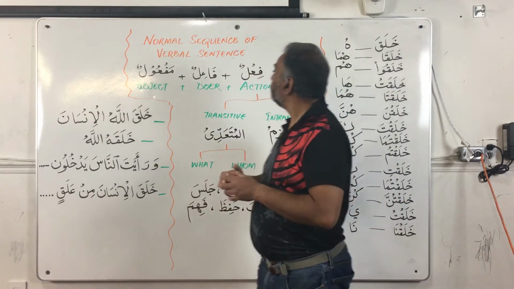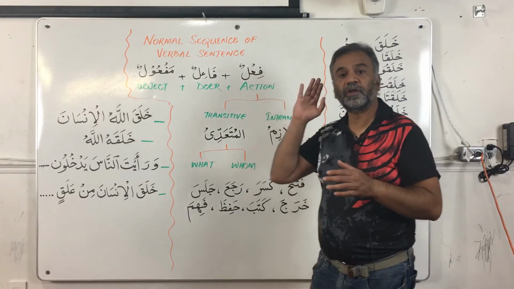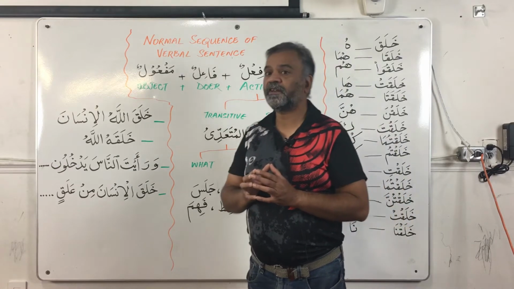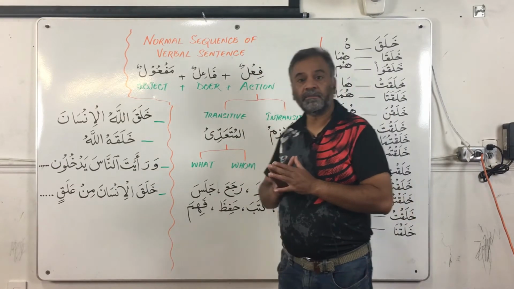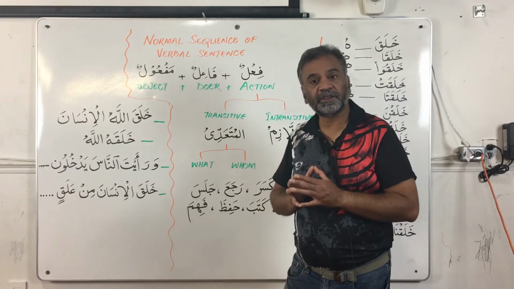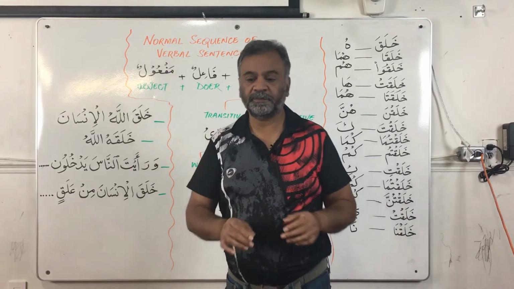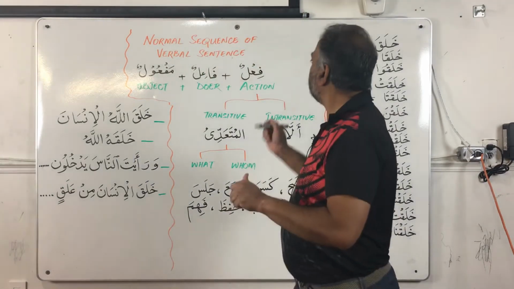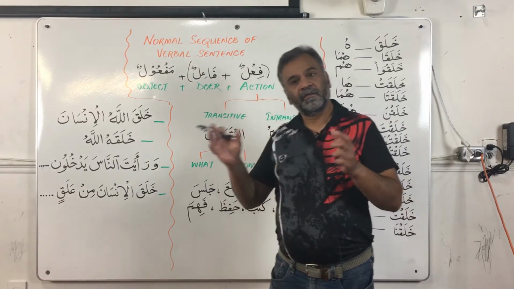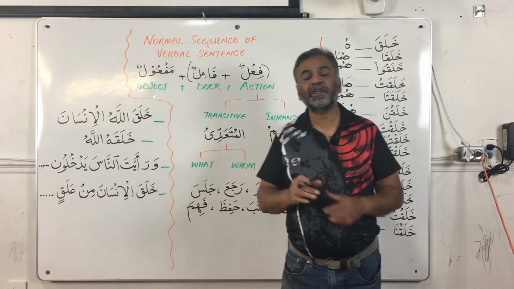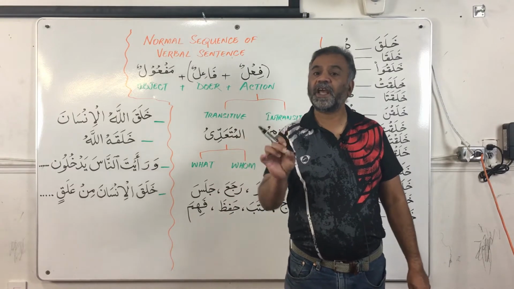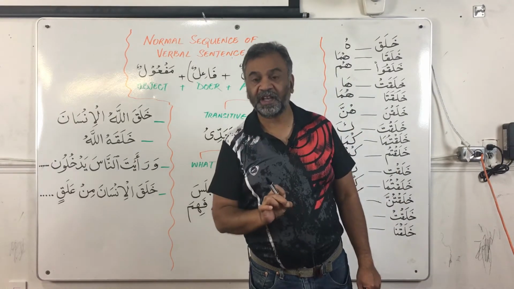Whenever there is an action, this is the normal sequence of a verbal sentence. First the action will come, the verb, then the fa'il or the doer of the action will come. That is a minimum requirement. Whenever there is an action, there has to be a doer of the action. So when a verb comes, our first job is to identify the action and then to identify who's the doer of the action in the sentence.